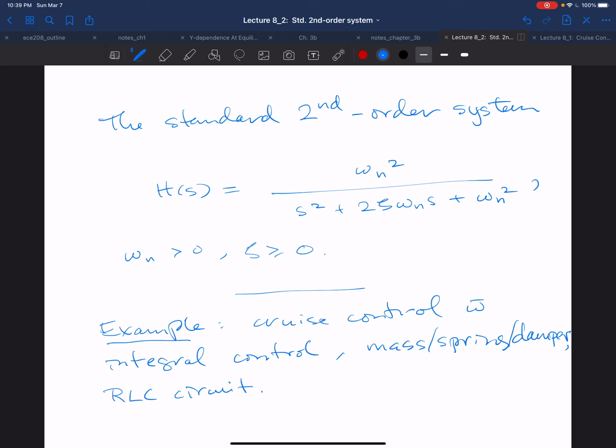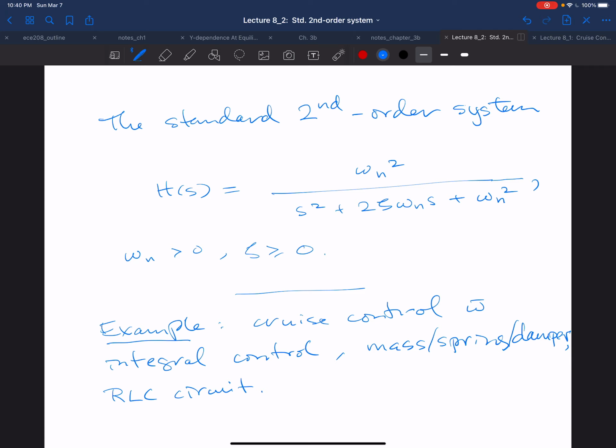Okay, so let's look at the response of this standard second order system with transfer function omega n squared over s squared plus 2 zeta omega n s plus omega n squared. Now, we'll assume that omega n is positive. We may wish to consider the case where zeta is 0, so let's just say for now that zeta is non-negative. Examples of systems with this transfer function are, as we've seen, the cruise control under integral control, a mass spring damper example, or an RLC circuit.